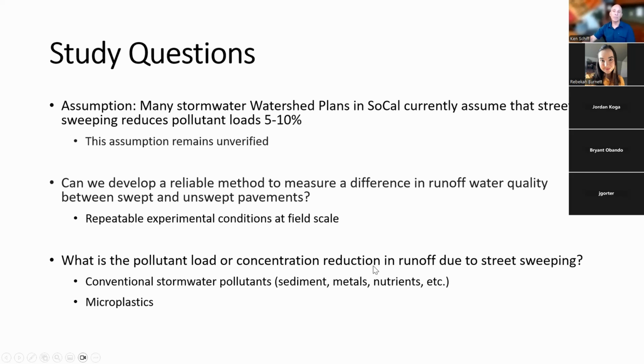So two questions pop up. Can we develop a reliable method to measure the difference in water quality between swept and unswept pavements when it rains? And we want to do this using field experiments, not models, not what we pull out of sweepers, but actually in the runoff, which is what people are regulated on. The next question is, what kind of pollutant load or concentration reduction can we see due to the street sweeping? And just like in the survey, we measure a lot of things.